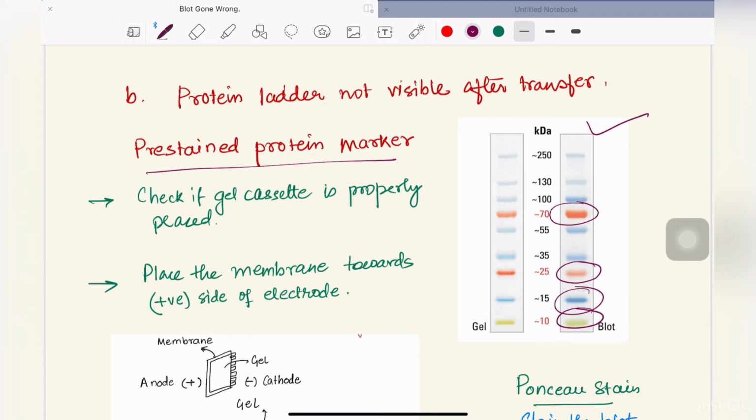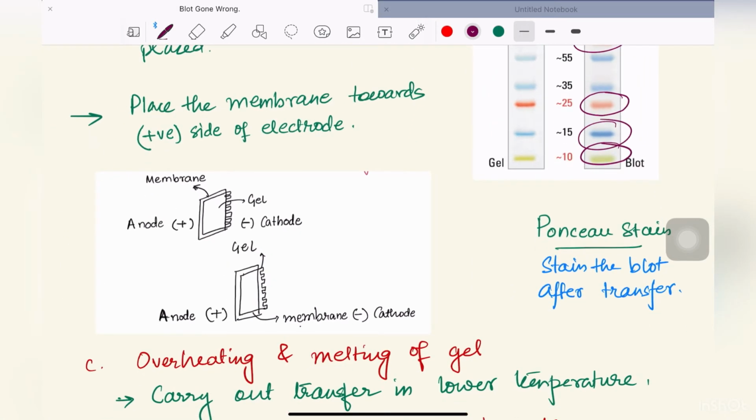How that might arise is that while doing a transfer, we have to place the membrane towards the positive side of the electrode. Why? Because our proteins are negatively charged and they travel towards the positive electrode, which is the anode, right? And this is very important for transfer of the proteins, right?